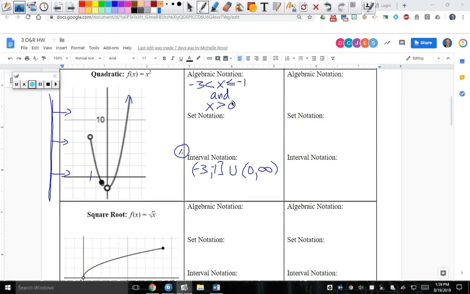Wait, where did you get the 0? Because that's where it restarts. So it went from negative 3 open all the way to negative 1 closed. And we highlighted that in between. And then it starts back up at 0. At x equals 0. Okay? Because these are big, huge vertical lines. And then it just goes off to infinity. Go with me? Okay.